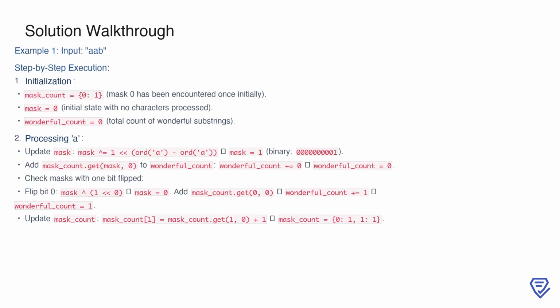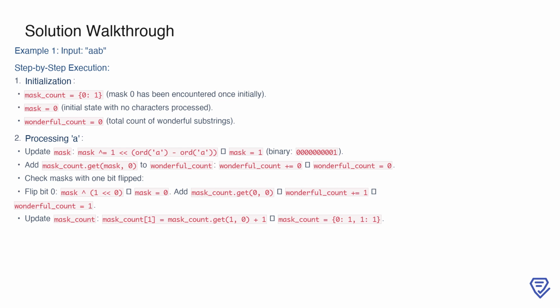To solve this problem, we start by initializing 3 key variables. First, we have mask_count, which is a dictionary tracking how often each bitmask has been seen. Initially, it contains just the base case where the mask is 0, encountered once. Next, we define mask, starting at 0 to represent no characters processed yet. Finally, we initialize wonderful_count to 0, which will store the total number of wonderful substrings we find.